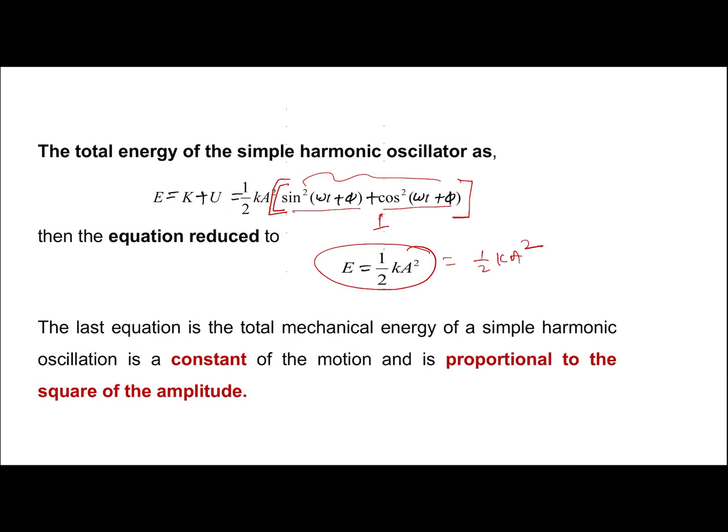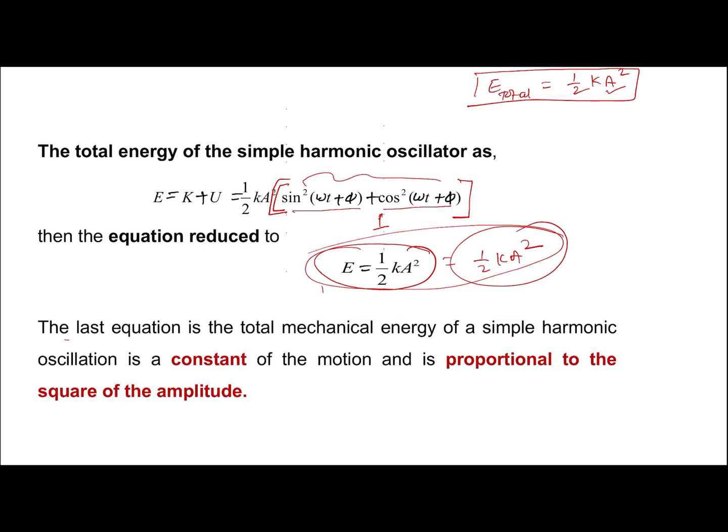Okay, so the total energy of the system, E total or E, is not going to change. It only depends on the amplitude, how far the particle exhibiting simple harmonic motion is displaced from its mean position. It only depends on that maximum displacement, which is called the amplitude. Since the amplitude is not going to change, the total energy is always constant.